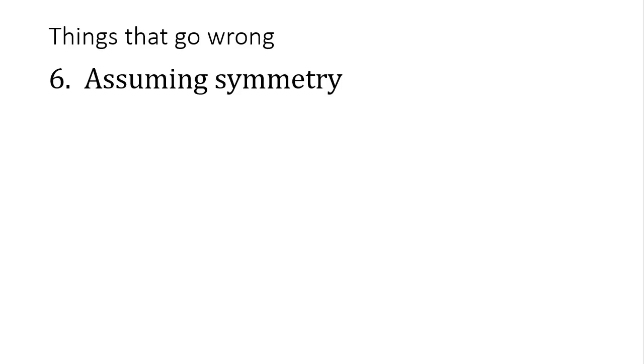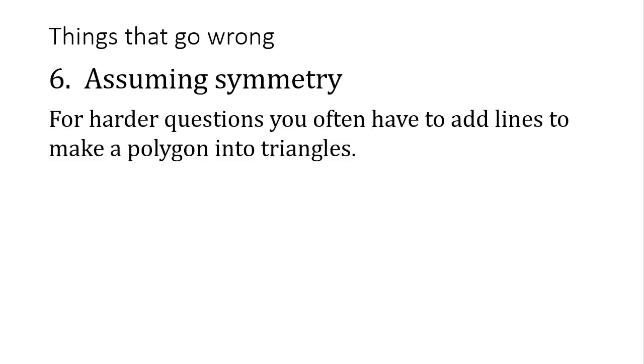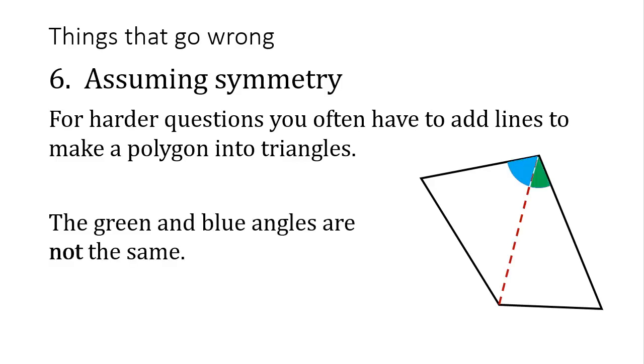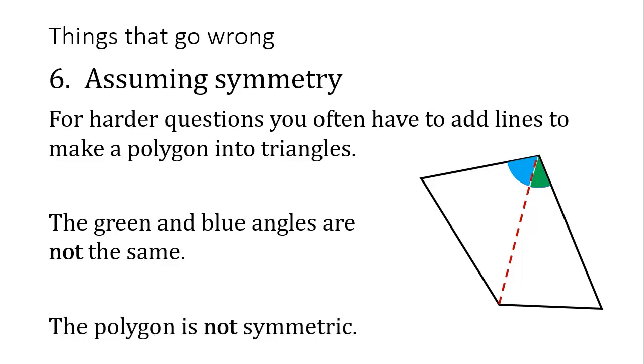Lastly, it's not quite a calculator thing, this is one of the problems that people sometimes have. They assume symmetry in an object that isn't there. You often have to add lines in a polygon to make triangles, and students will take a quadrilateral, put a line across it, then assume that these two angles are equal and halve them, but they are not. That is not symmetrical. The angles are not equal.